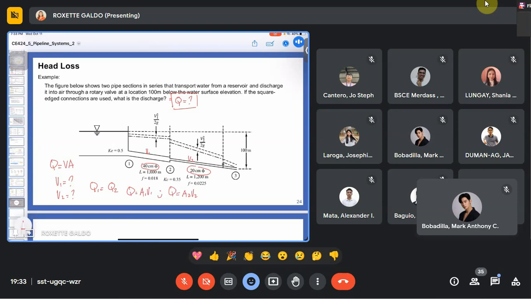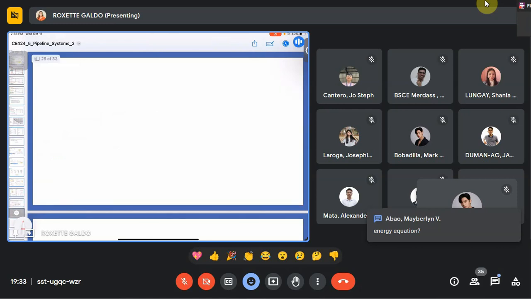So any idea how we can solve for the velocities in the pipe? What equation are we going to use? Any idea? Wild guess lang. Energy equation. Okay, very good. So let us use energy equation.